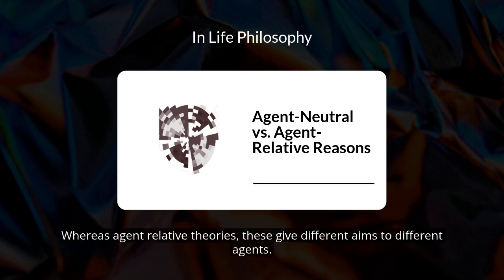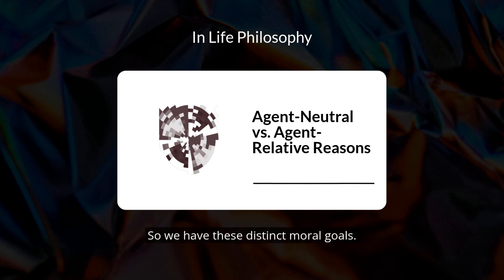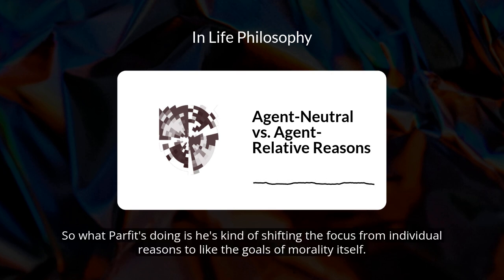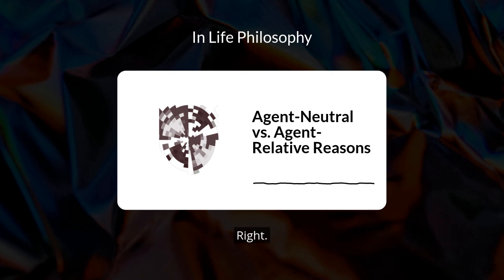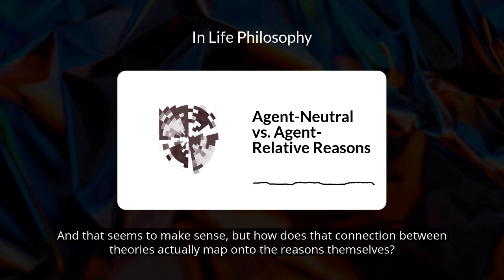Right. Whereas agent relative theories give different aims to different agents. Like ethical egoism: your aim is your happiness, mine is mine. Exactly. Mine is mine. So we have these distinct moral goals. Okay. So what Parfit is doing is shifting the focus from individual reasons to the goals of morality itself. So common aims, agent neutral; different aims, agent relative. Exactly.